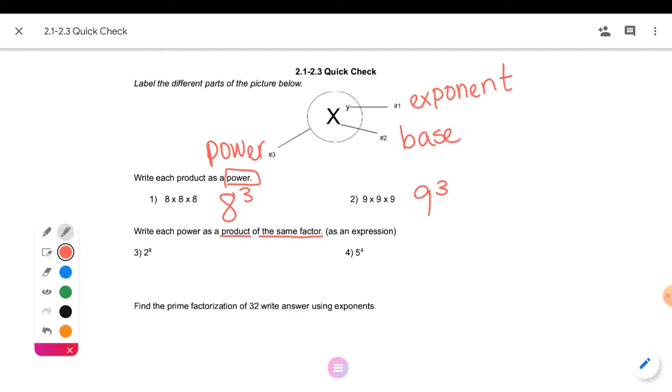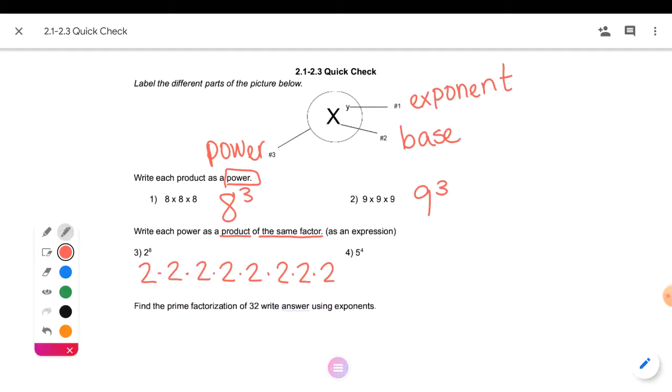Okay, so when it says it wants a product of the same factor, does it want the value of the power? No. What does it want here, Nate? Like you write the 2 8 times. Yeah, I write 2 8 times. 2 times 2 times 2 times 2 times 2, 1, 2, 3, 4, 5, 6, 7, 8. If it wants me to find the value, it'll say find the value or evaluate the expression. But that's all you had to do on that one.